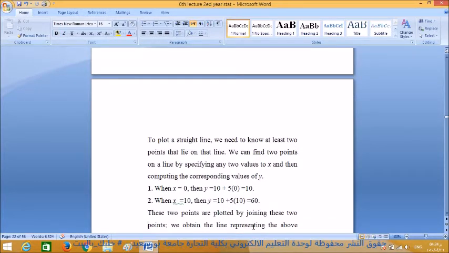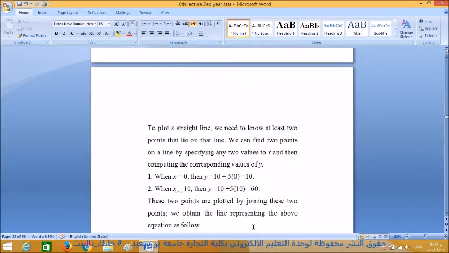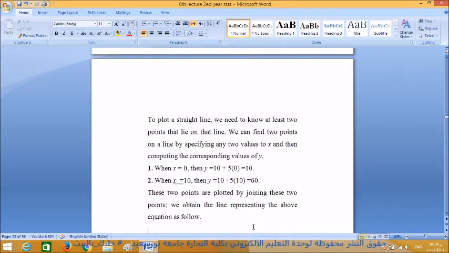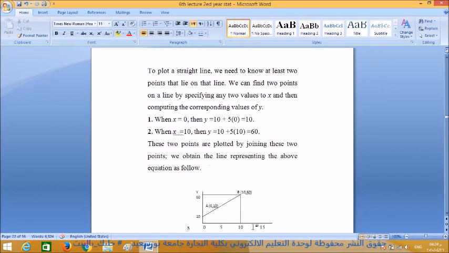By joining these 2 points, we obtain the line representing the above equation as follows. So this is the line, and this distance represents a. It's called the y-intercept, the part cut off from the y-axis. So when x equals 0, y equals 10 like this, or y equals a.